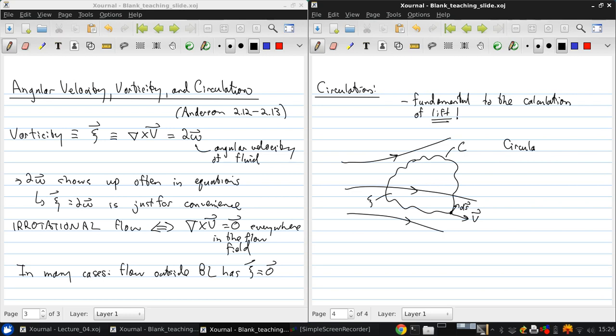then the circulation gamma is defined as minus, and this is an aerodynamic convention that gives a clockwise positive circulation, the closed circular integral over the contour C of V dot product with ds. Okay, so the velocity dotted with the local little bit of contour length in vector form, you integrate that around the contour, and that gives you the circulation around that contour. And this minus sign gives clockwise gamma greater than zero.